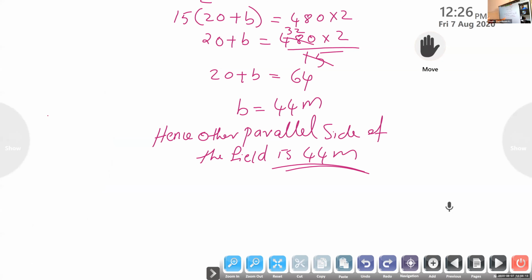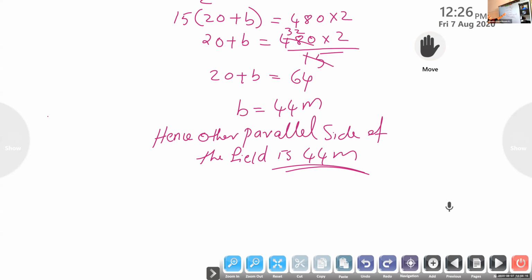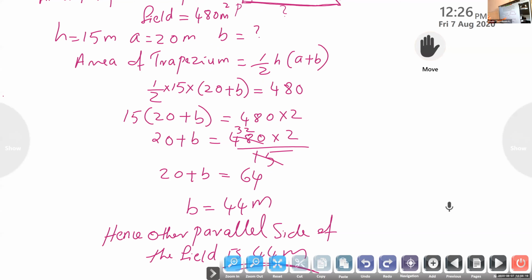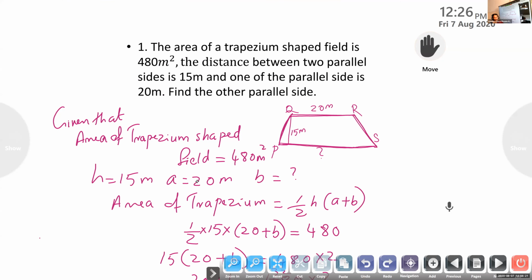44 meter. Once again, I will explain. Given the trapezium shaped field, the total area of the trapezium is given as 480 meters square. And height is given. Height means the distance between the two parallel sides. Height is 15 meters, and one of the parallel sides is given as 20 meters. The question is to find the other parallel side.